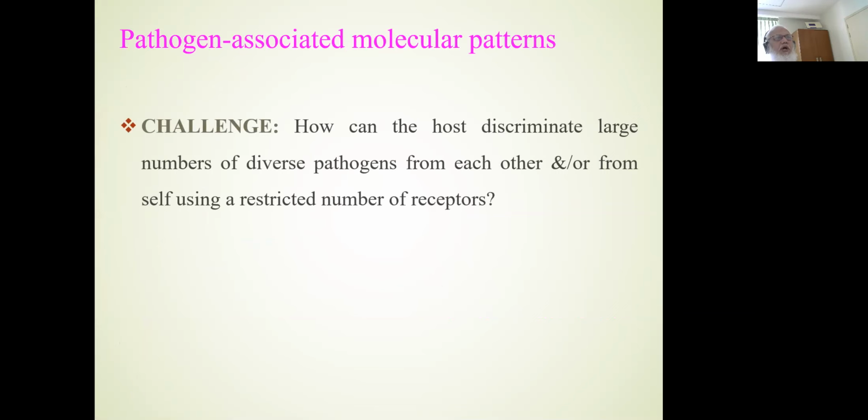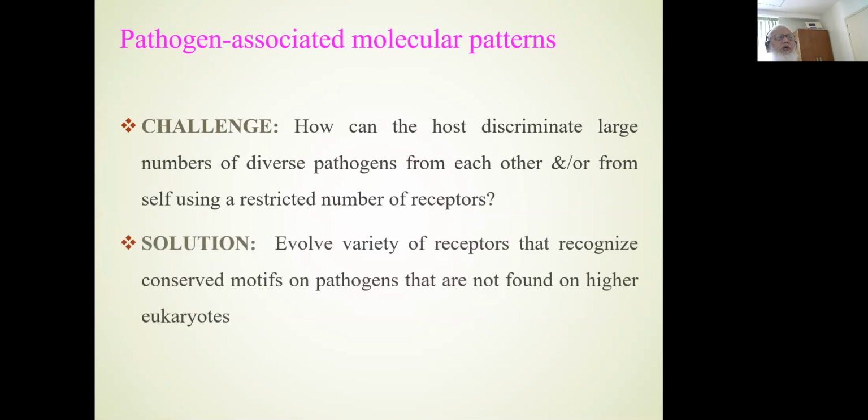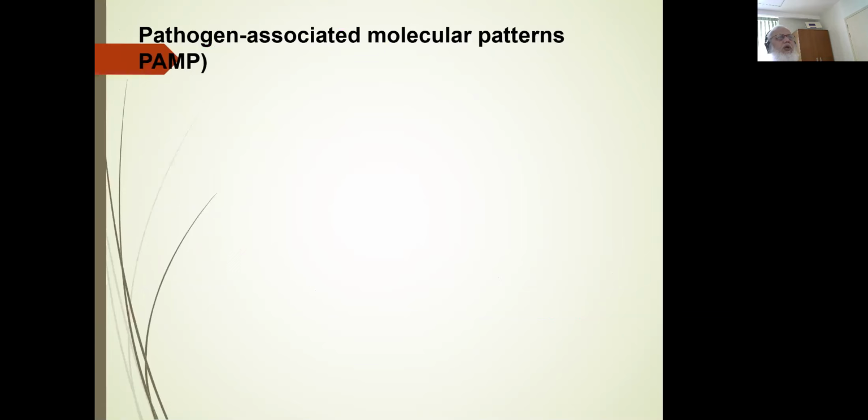So there is one challenge. How can the host discriminate large numbers of diverse pathogens from each other or from self using a restricted number of receptors? The solution is these unique structures, like peptidoglycan, that is uniquely present only in bacteria. So our immune system can recognize it, and by recognizing the peptidoglycan, it can say it is a bacterium. By recognizing double-stranded RNA, it can say yes, it is a virus, like this.